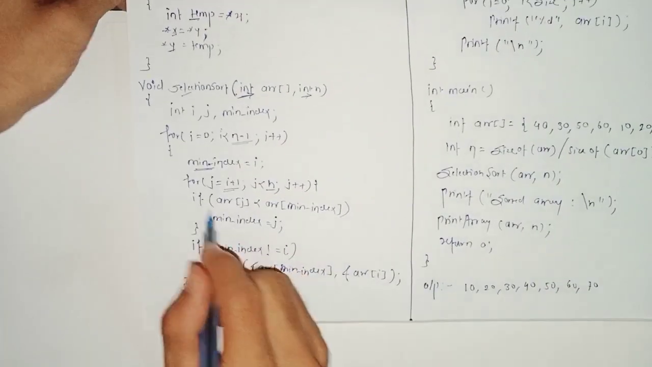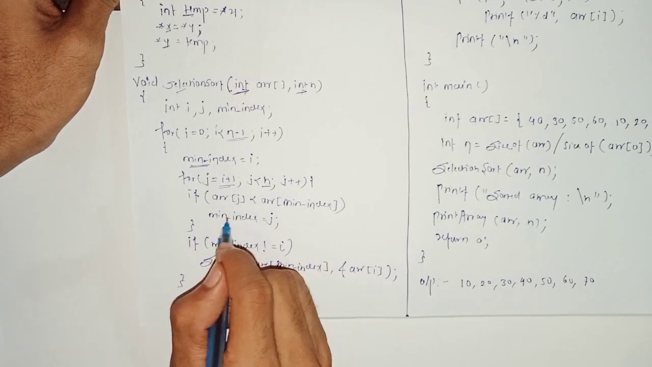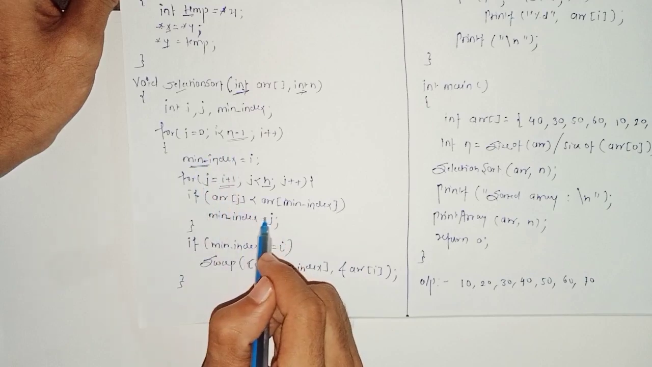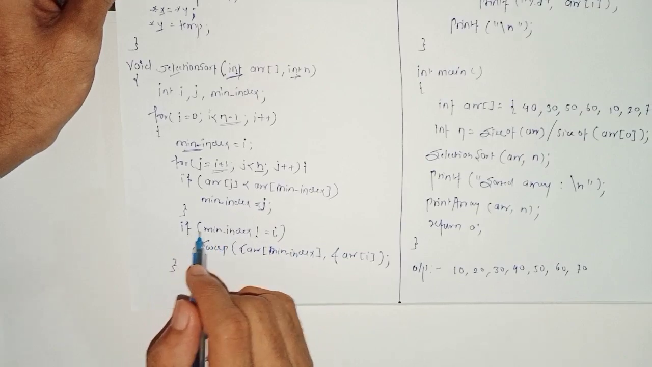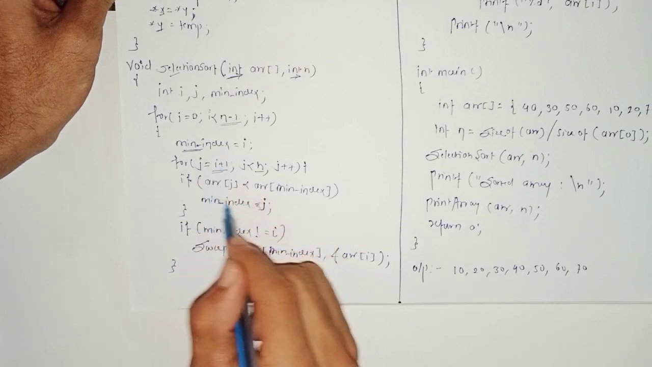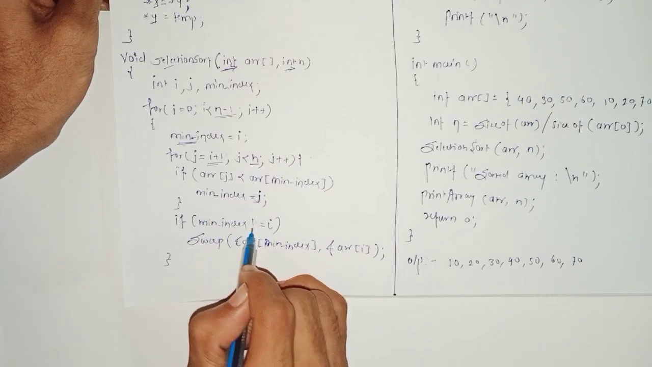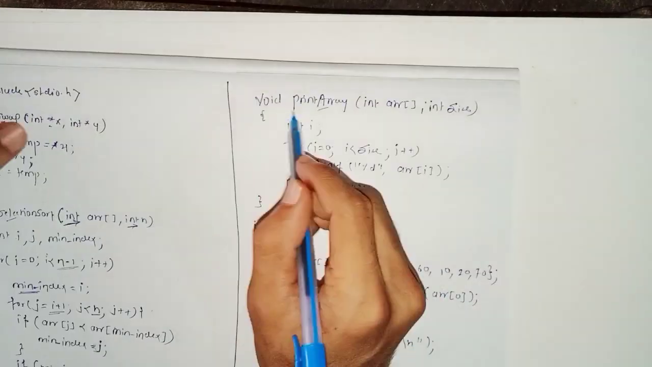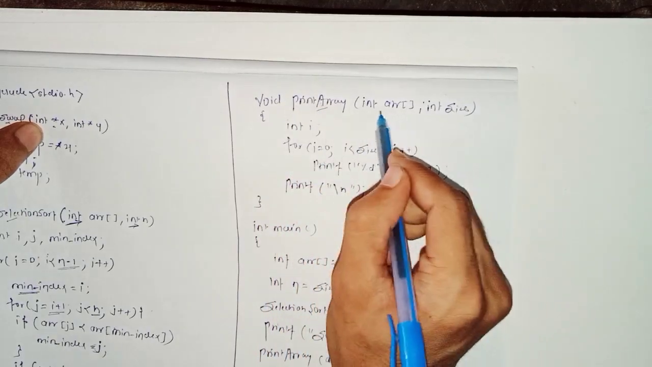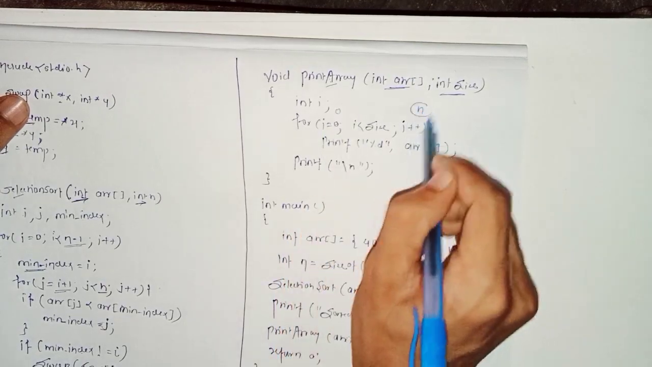Right here you can see that if array of j is less than array of min index, then the minimum index value changes to j. This continues up to the n element, and after that, if the minimum index is not equal to i, then we simply swap. And this is the print array logic. Again we pass the array and the size of the array, and the loop goes from 0 to n, and we simply print the elements.